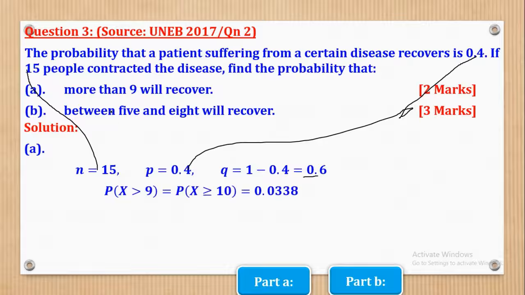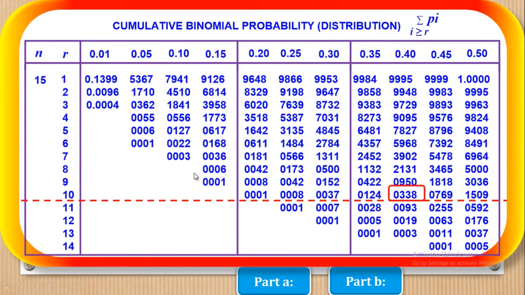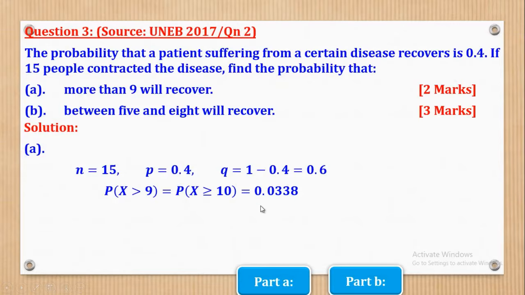The probability of more than 9 is the same as x greater than 9, which is equal to x greater than or equal to 10. And when I use the cumulative binomial distribution table, I'll come up with r is 10, n is 15, p is 0.4, so the probability is 0.0338. That is why there is 0.0338 here. Then part B, they wanted the probability between 5 and 8, that is x greater than 5 but less than 8.